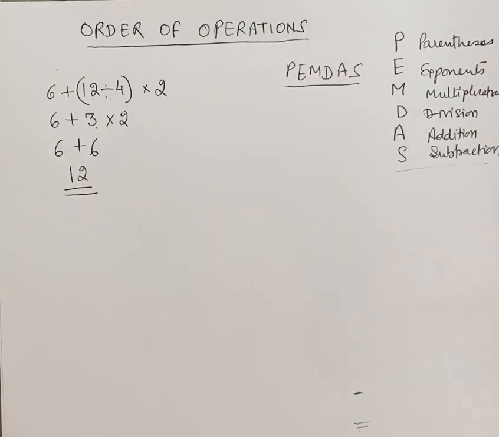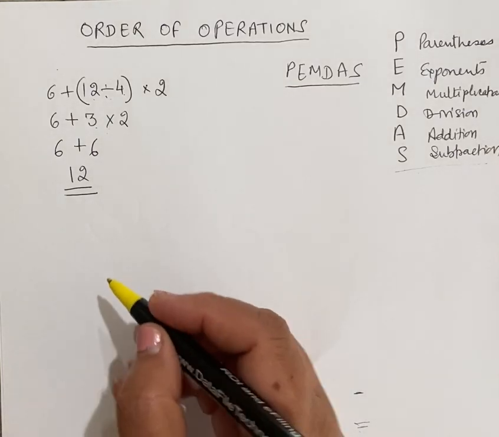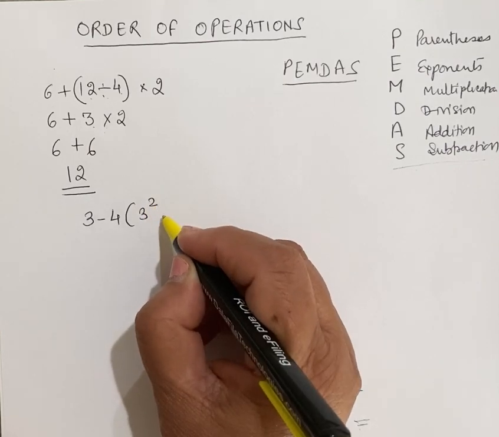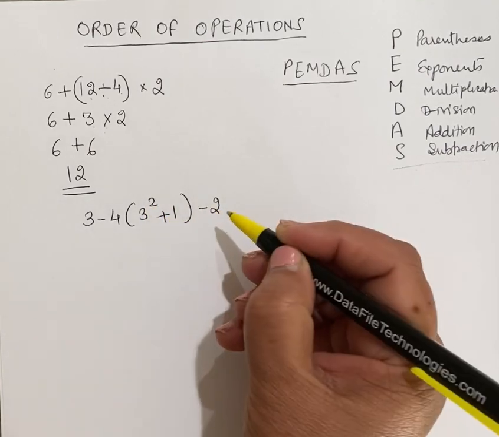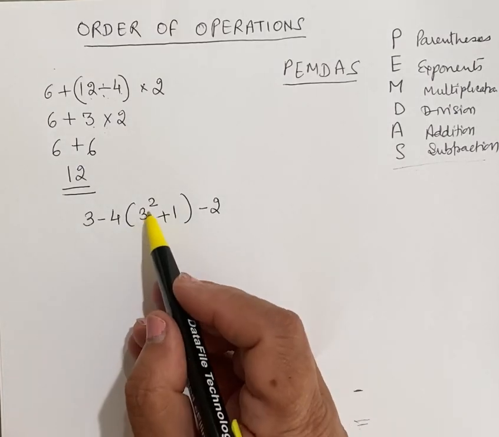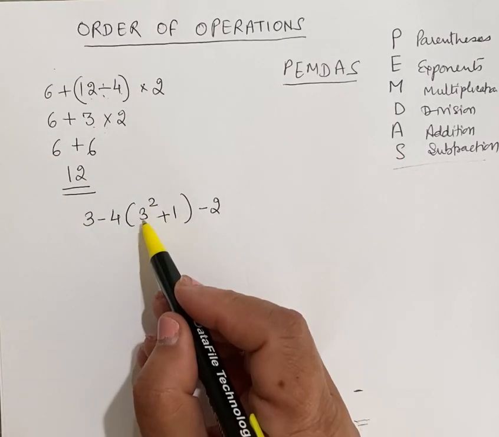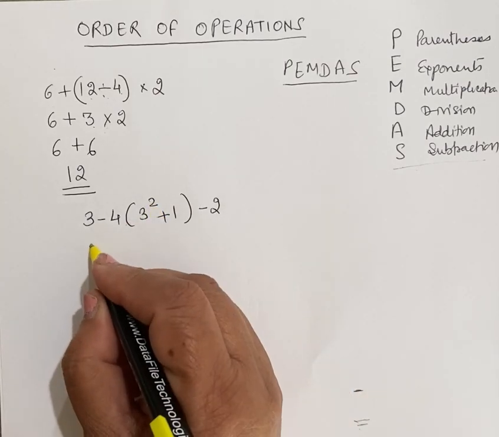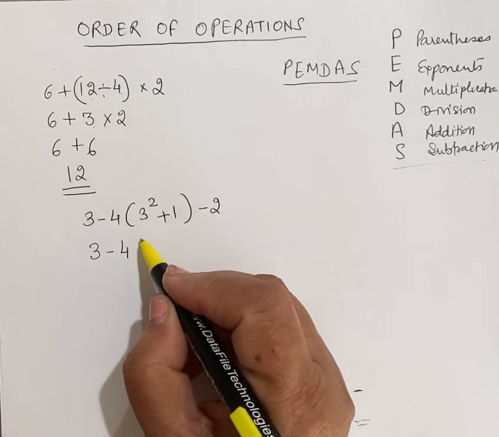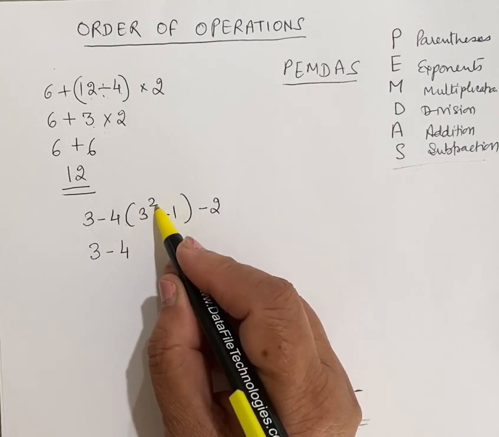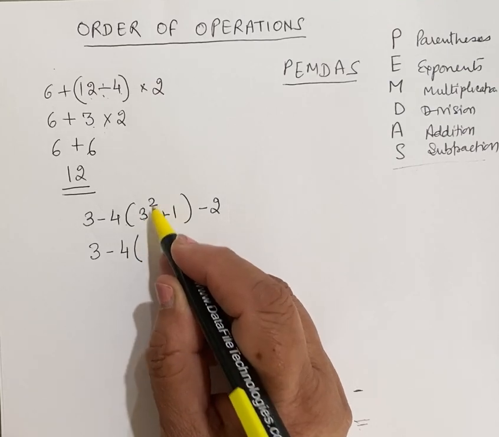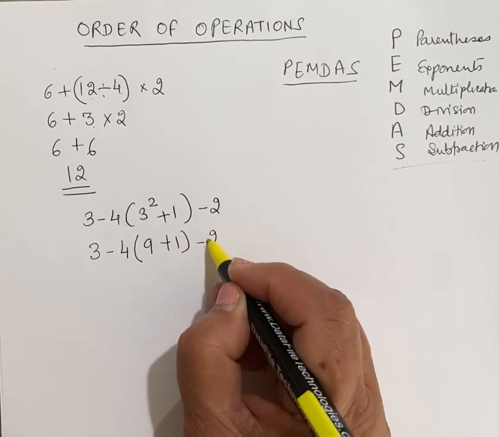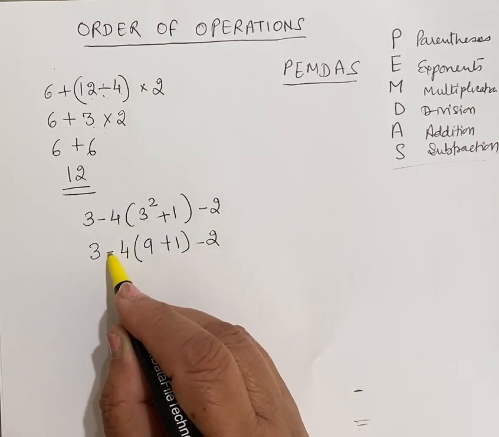Now we take the next example, that is 3 minus 4, 3 square plus 1 minus 2. Here there are two different signs like parenthesis, bracket is parenthesis, and exponent also there. So 3 minus 4, first we will calculate exponent, that is 3 square is 9, 3 multiplied by 3 is 9, plus 1 minus 2.